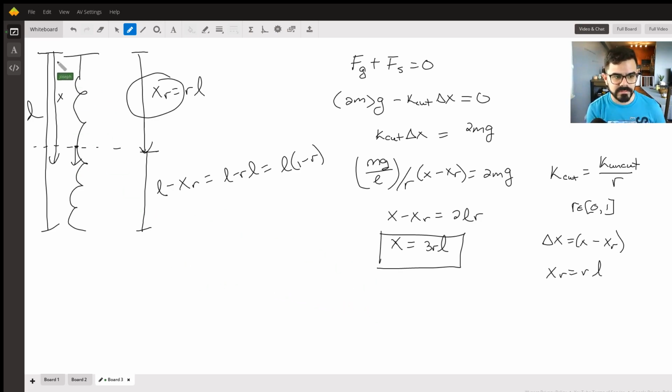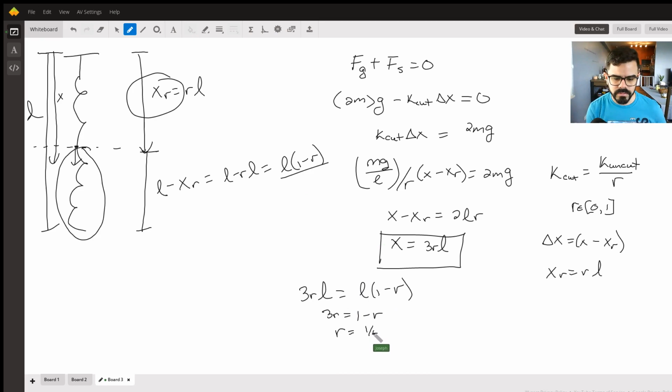Now we want that stretched position to be equal to the other end of the spring, which we said is L times 1 minus R. So that means that 3RL equals L times 1 minus R. We can factor out this L variable. So we have 3R equals 1 minus R. And therefore, R equals 1/4.